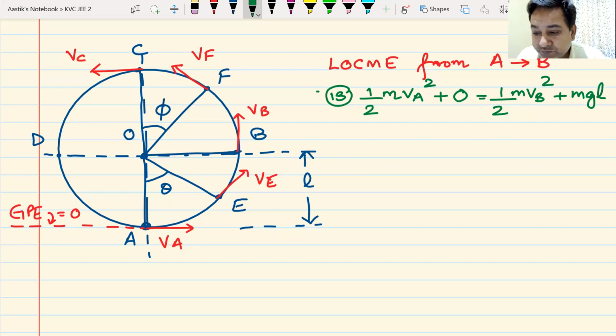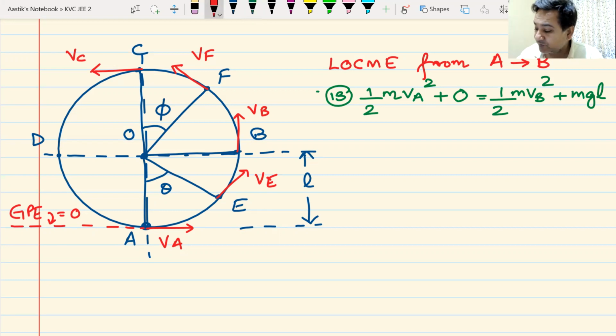I'm not getting some raise hand. Please raise your hands and let me know that we understand equation number 13. Girls are not interested in the class today, it seems. No, they are interested. Equation number 13, from A to B.